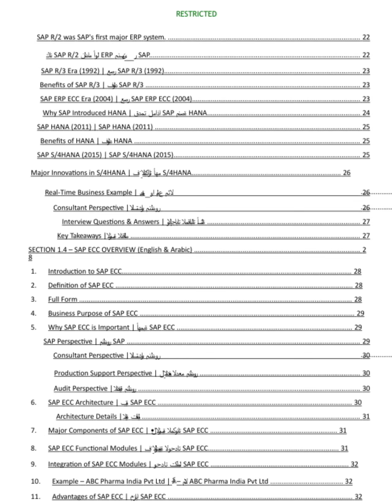This slide outlines the journey of SAP's enterprise resource planning systems, starting with SAP R2, their first major ERP solution. It highlights key milestones like the introduction of SAP R3 in 1992, the evolution to SAP ERP ECC in 2004, and the shift to in-memory computing with SAP HANA in 2011. We'll also explore the innovations brought by SAP S4 HANA in 2015, real-time business examples, and perspectives from consultants. This sets the stage for a deeper dive into SAP ECC and its role in business today.